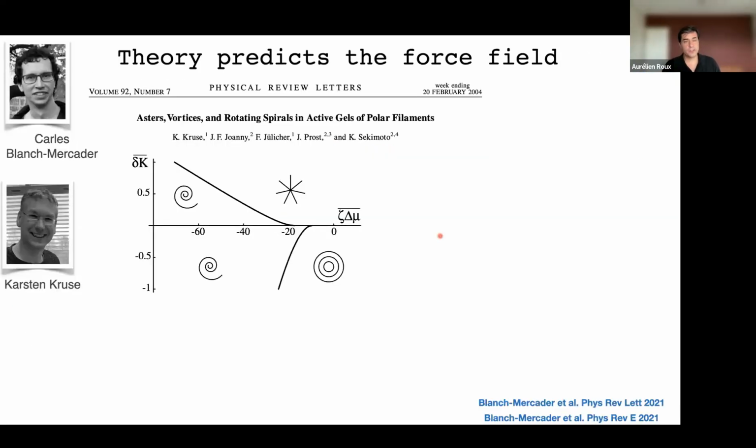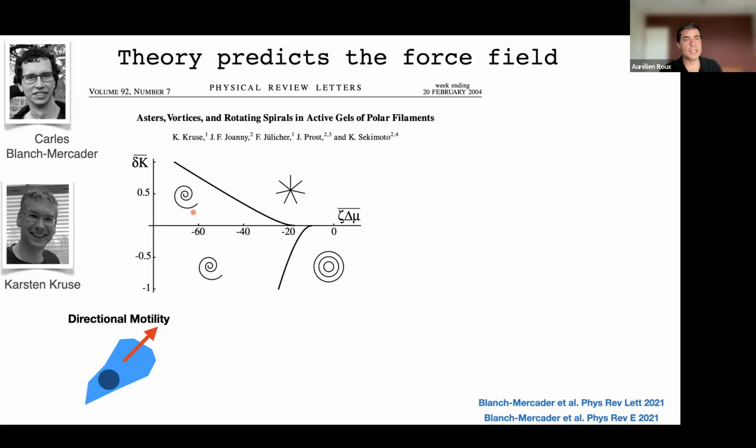When we showed this transition to our colleagues in Geneva, Carsten Kroes and Carles Blanche-Mercader, they got very interested, because Carsten had predicted a transition from spirals to asters from an active gel theory, in this case, nematic gel theory, by just changing the active term, so the energy spent into activity, the contractility of the whole gel. And you can see in this publication that they predicted a transition from spirals to asters when you increase the value of the activity.